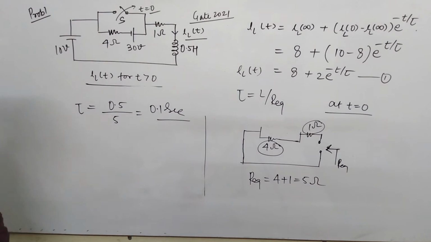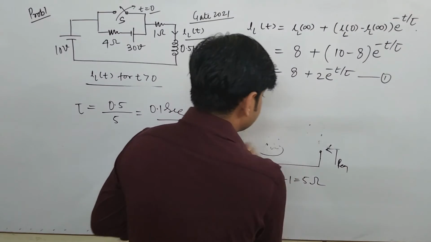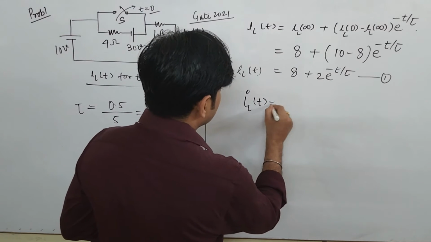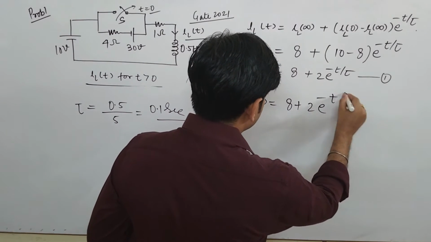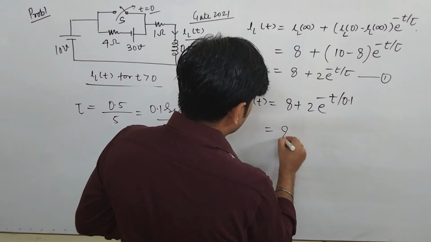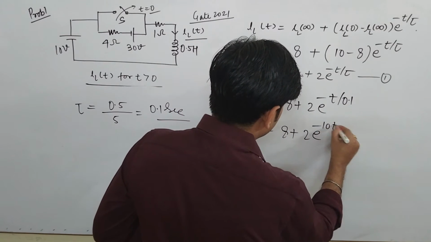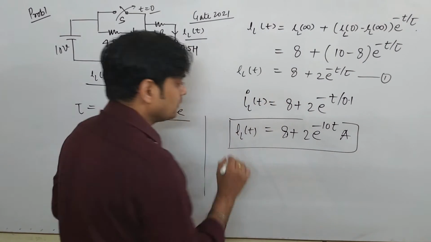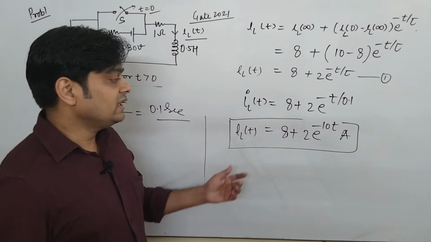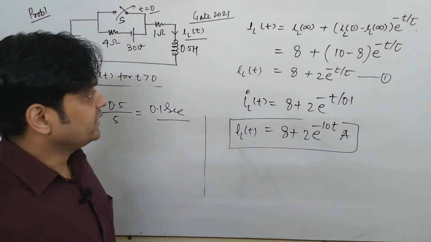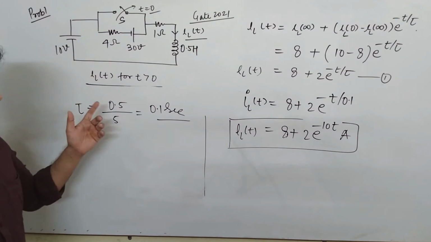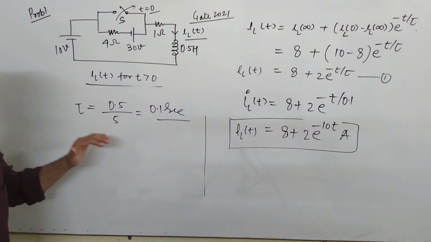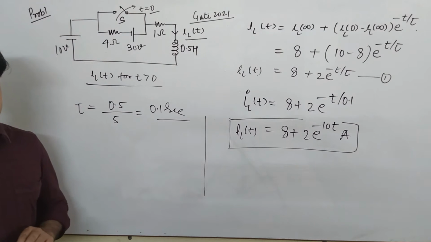So what is IT? Can you write here IT? Yes, the value of ILT comes to be 8 plus 2 e to the power minus t by tau, tau is 0.1, or you can say it is 8 plus 2 e to the power minus of 10t amperes. So this is the value of your current across the inductor, that is ILT is equal to 8 plus 2 e to the power minus 10t. This question was asked in GATE, and you have to solve that question and you'll get the answer. It's not like options are mentioned there, so that's why the process is very important.